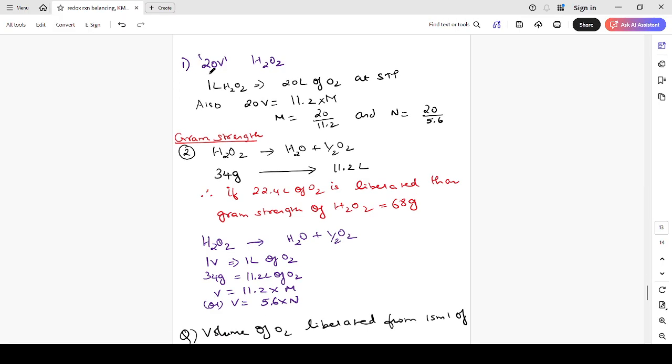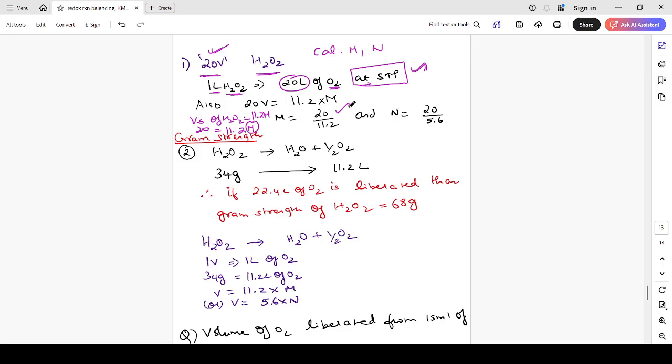Now in this question, they have provided you 20 V hydrogen peroxide. Calculate the molarity and the normality. 1 liter of hydrogen peroxide solution is producing 20 liters of oxygen at STP. The question is asking what its molarity will be. We just learnt volume strength of hydrogen peroxide is equal to 11.2 times molarity. What is the volume strength here? 20. So 20 is equal to 11.2 times molarity. From this you calculate the molarity.